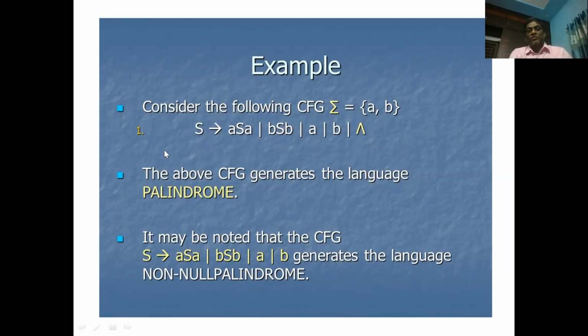Okay, so if you remember, this grammar represents the set of palindromes generated from the alphabet A, B. Because epsilon is included, the empty string is also allowed here. If you remove that epsilon, it means non-null palindromes. That means at least one symbol must be there in the palindromes. Okay, so this is an example of a context-free grammar.